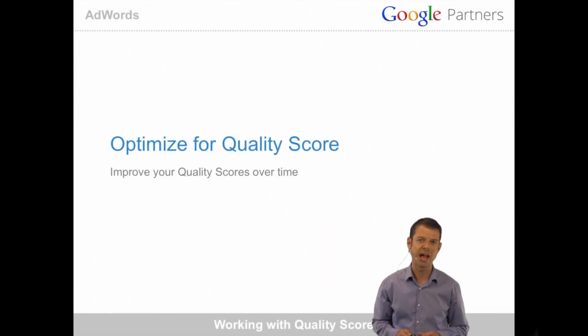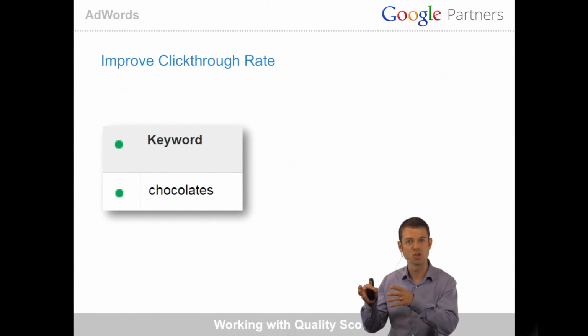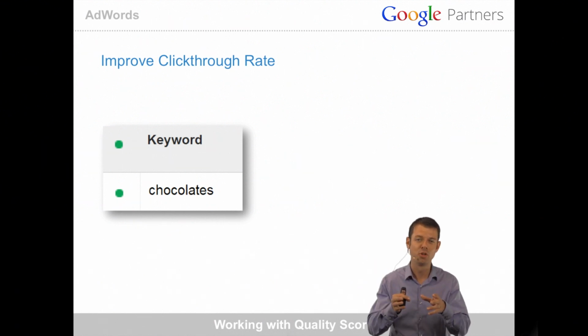Now let's take a look at how you improve your quality score. And there's a couple of levels of this. First, we're going to look at how you optimize your quality score by improving your click-through rate. Now, improving your click-through rate is about getting more people to click on your ads. So for every 100 times your ad is being shown, getting a higher number of people to think your ad is relevant and then click on it.